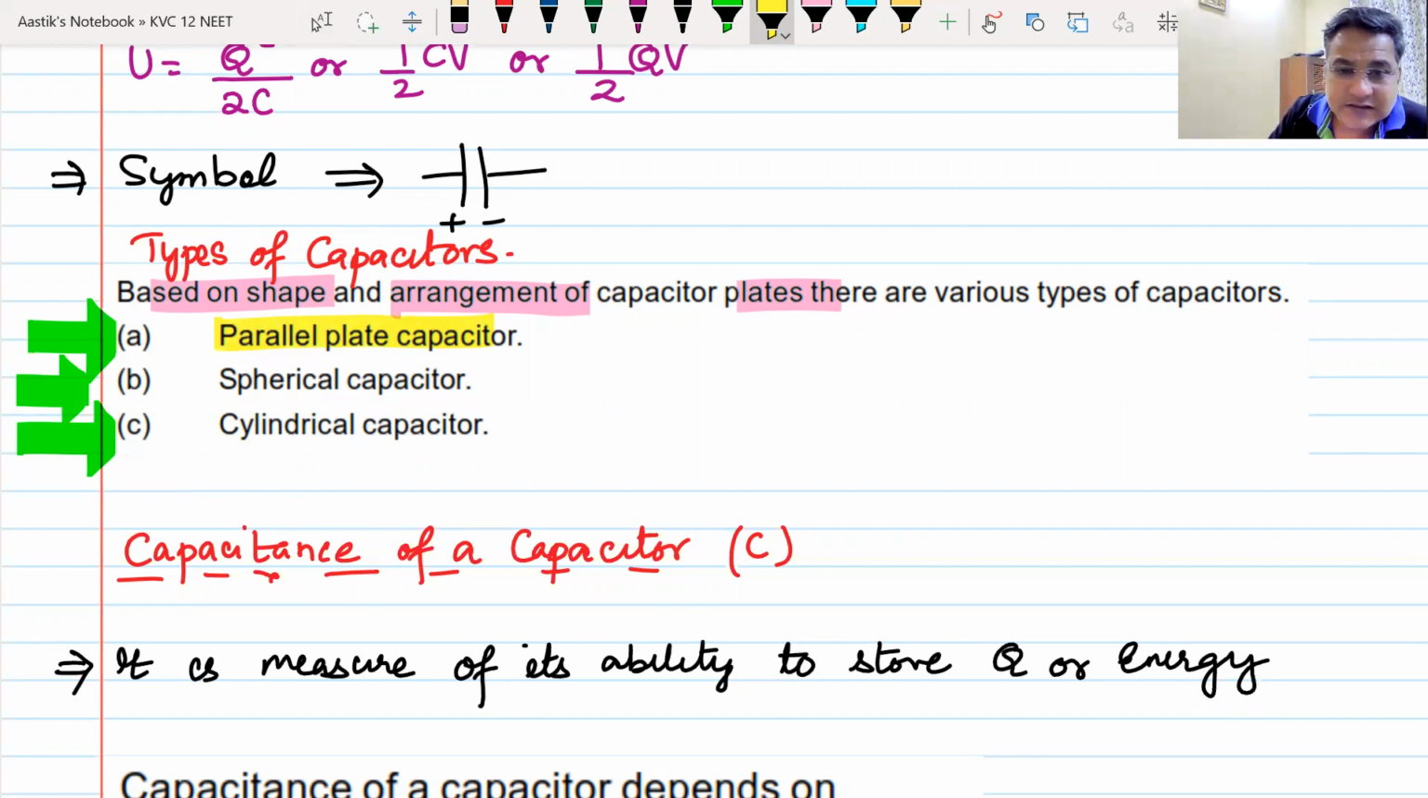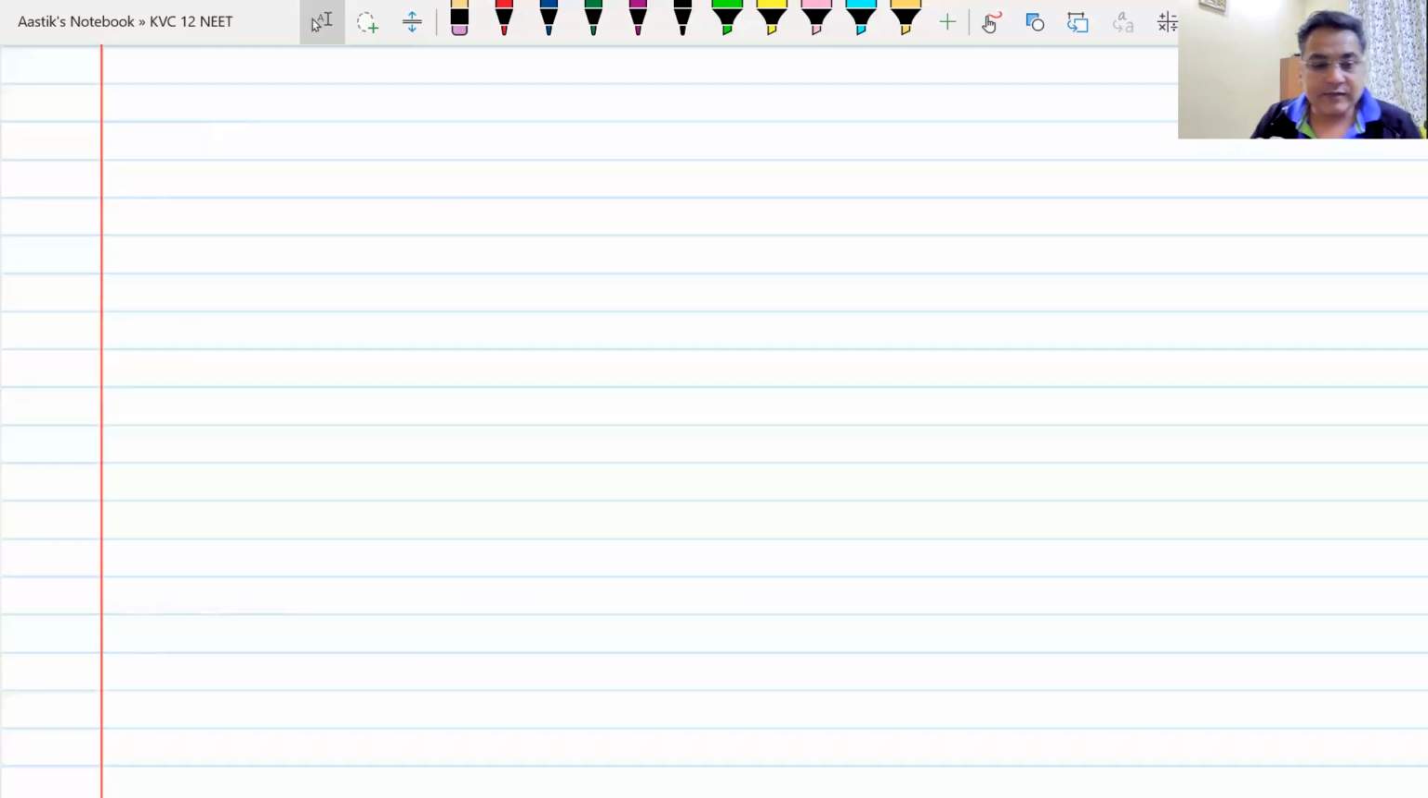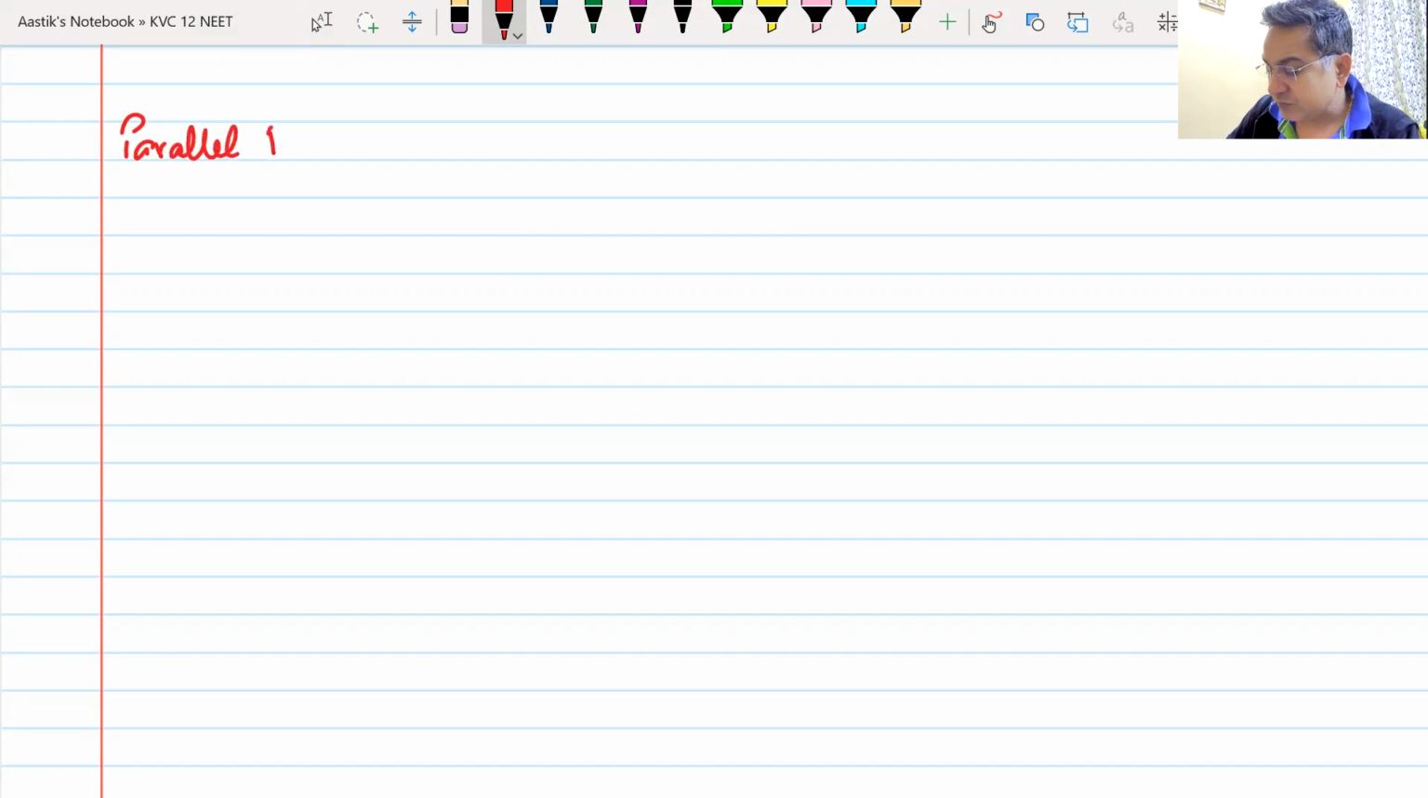a parallel plate capacitor. So write the heading parallel plate capacitor. What do you mean by a parallel plate capacitor? Any idea? Anyone? Anyone knows a parallel plate capacitor? Anyone has heard about a parallel plate capacitor? What does a parallel plate capacitor mean?